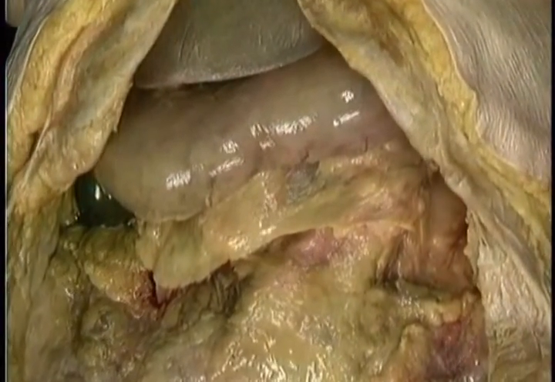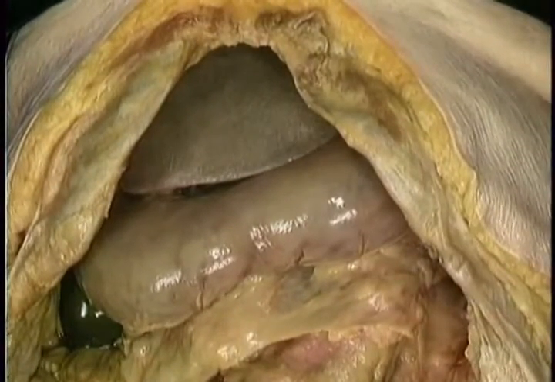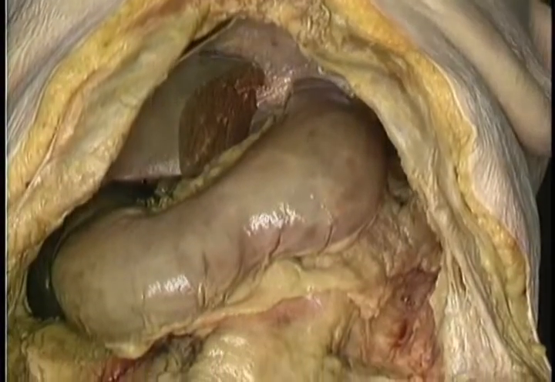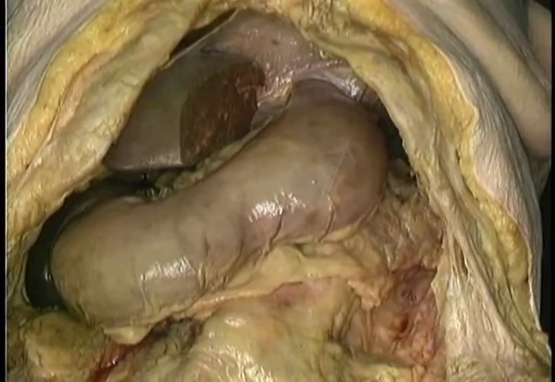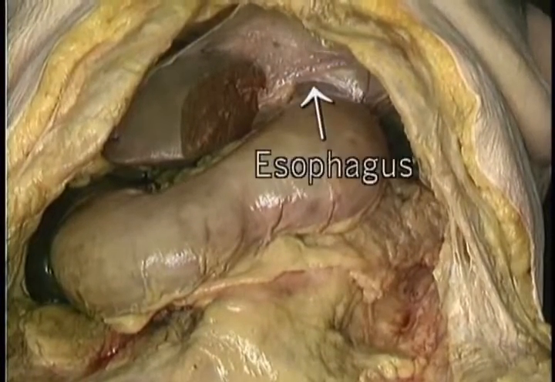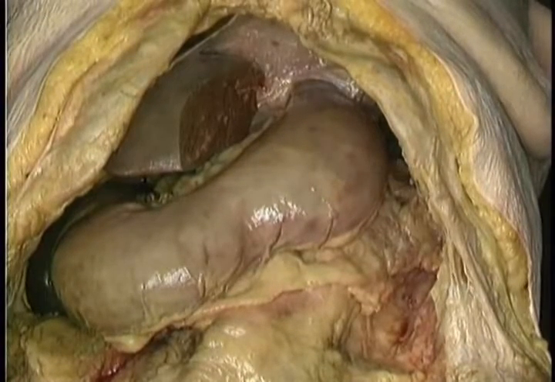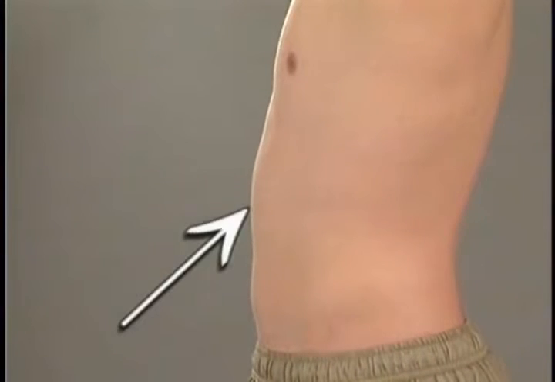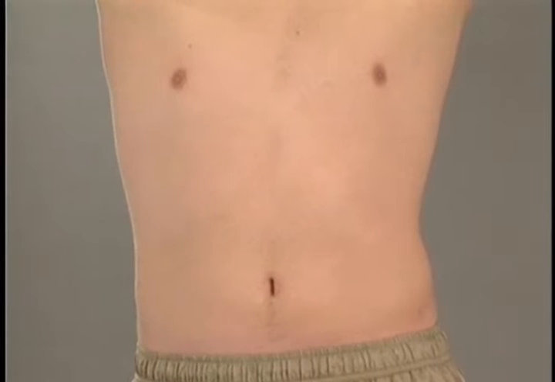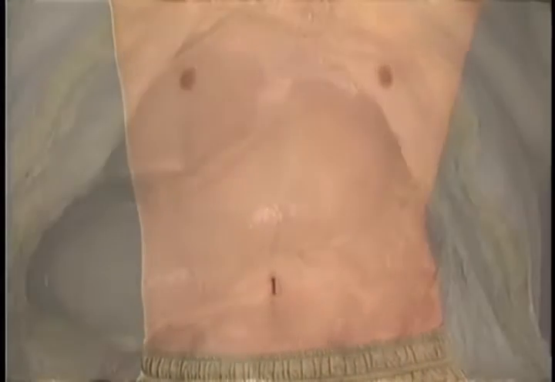The last structure hiding the stomach is the liver. We'll remove this left lobe of the liver. Now we can see the stomach clearly. All this is the stomach. This is the underside of the diaphragm. Here's the esophagus coming through its hiatus in the diaphragm. In this view, we're looking up at the stomach from about this angle. Much of the stomach lies above the level of the costal margin, which is here.